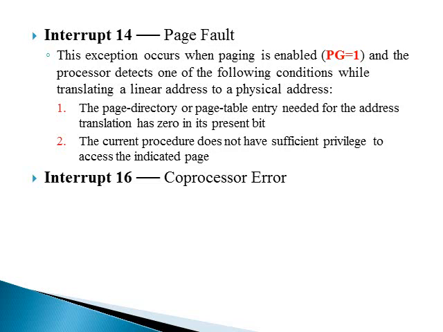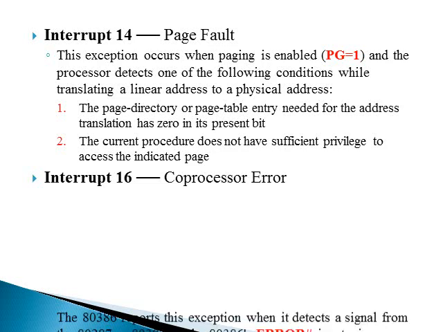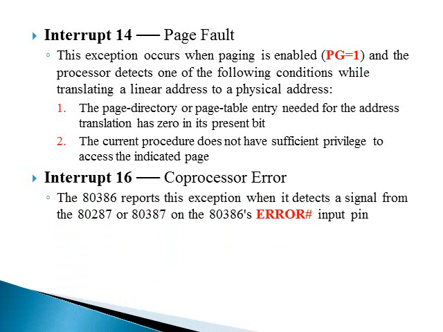Last is interrupt 16, that is the coprocessor error exception. The processor reports this exception when it detects a signal from the 80287 or 80387, that is the coprocessor, on the 80386 error input pin. The 80386 tests this pin only at the beginning of certain escape instructions and when it encounters a wait instruction while the EM bit of MSW is 0.